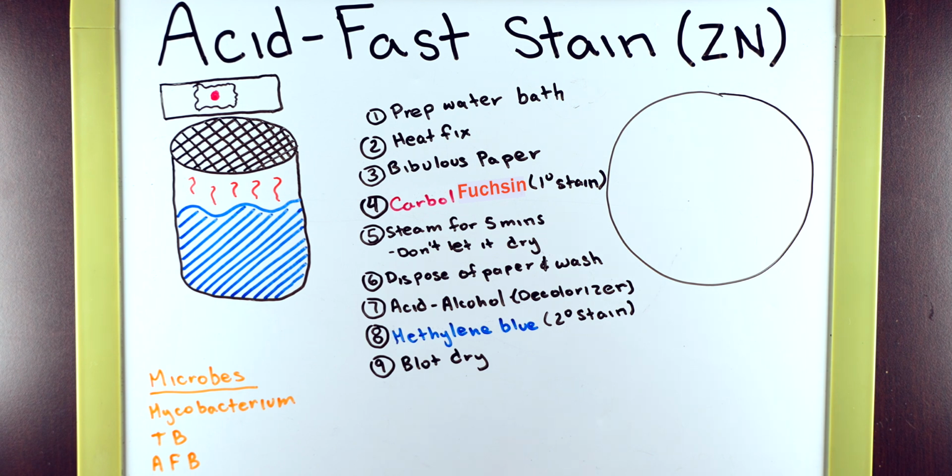Note that the pink color means that you have an acid-fast positive bacteria because it took up the carbol fuchsin and was resistant to the decolorizing step. If you see blue, you're going to note that your bacteria was acid-fast negative because it took up the secondary stain. So the color coordination is opposite to that of the gram stain, in which blue was the primary stain and red was the secondary stain.